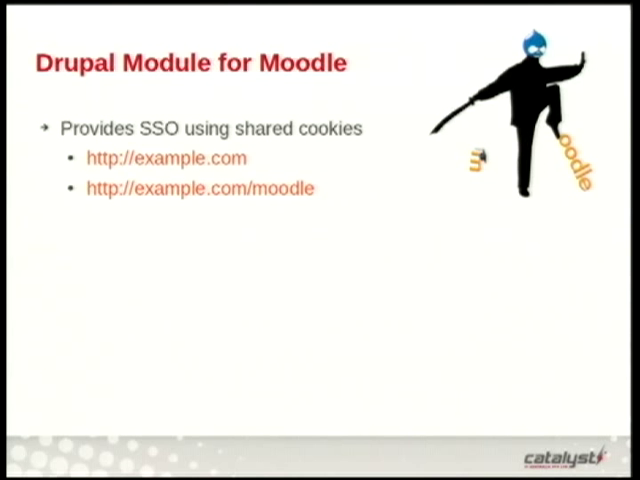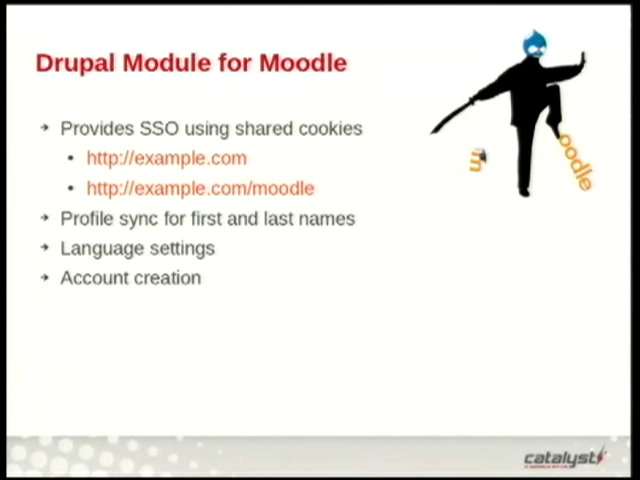This one is a little more up to date than the last one. It's Moodle 1.9 and 2, although support for Moodle 2.2, which was just released, is a little bit ropey. So the guys are still working on that. It's Drupal 6 only, but the Drupal 7 module is in progress. But what does it do? It's syncing profiles only, pretty much language settings, and it will create accounts. So again, it's very limited in scope on what it can do.